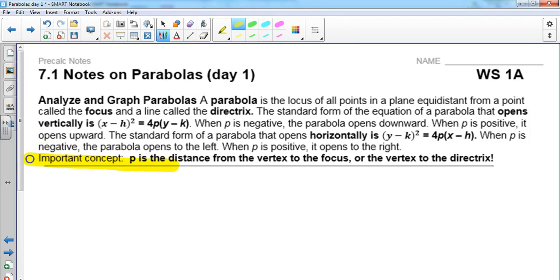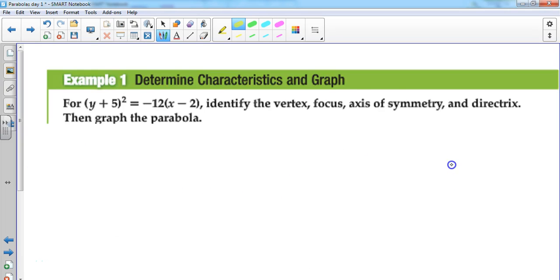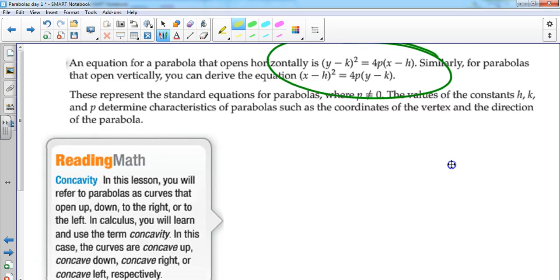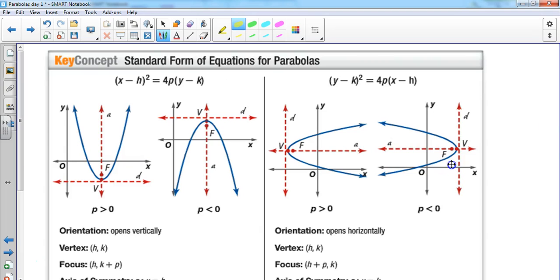This is really important. P is the distance from the vertex to the focus or from the vertex to the directrix. Did you get that when I did that on that picture? Remember my purple line was P? Right here? P is that distance. Everybody good? All right. Now we're going to go to this slide. You get to use this.